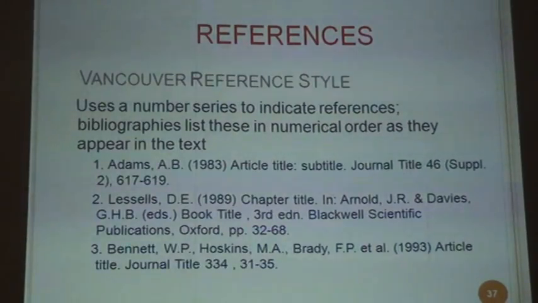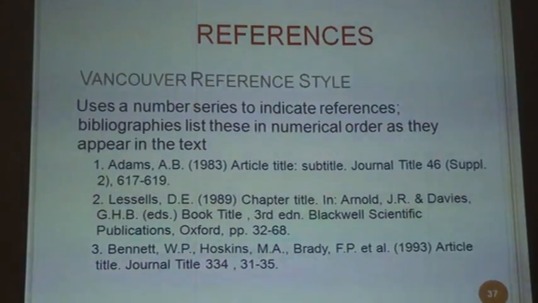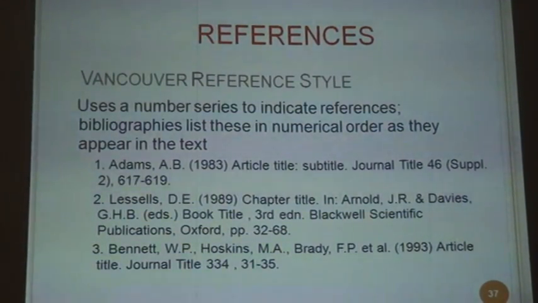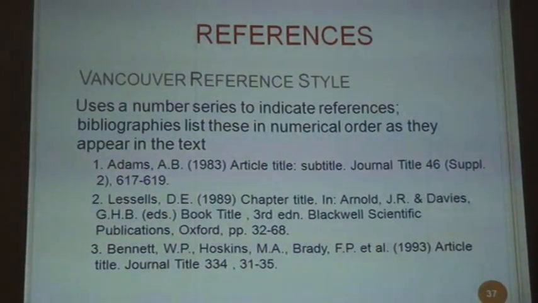And the Vancouver reference style uses a number series to indicate the references. In the text you have written 1, 2, 3, 4 like that, and the bibliography lists these in numerical order as they appear in the text. Then again Adams AB 83, you need not write AAB or things like that because that is not mentioned in the text. Then subtitle, then journal title, then supplementary this and then the pages in which they appear.